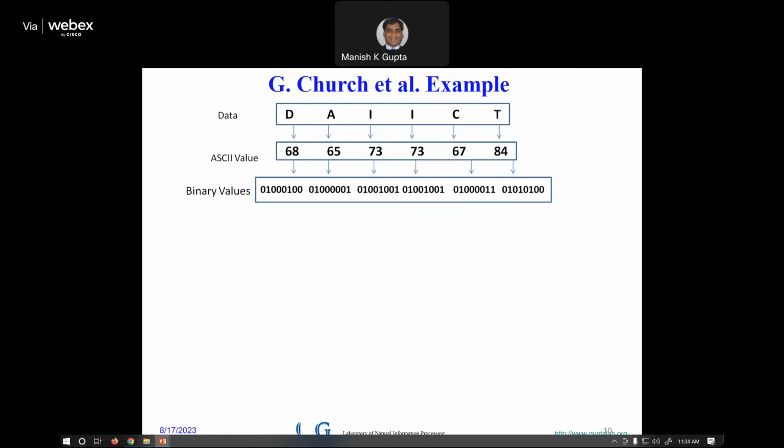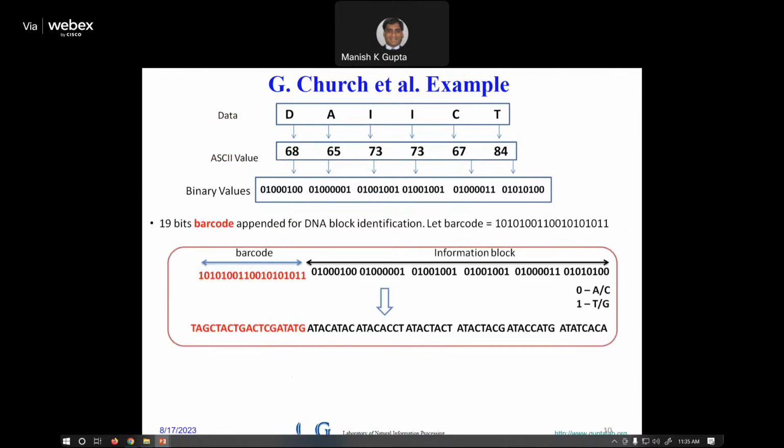So, for example, in this scheme, if you take DICT, the ASCII values are this, and the corresponding binary values are this. Then ACGT. They still call it a bit from a computer science perspective, but actually it's ACGT. So they call it a nucleotide.